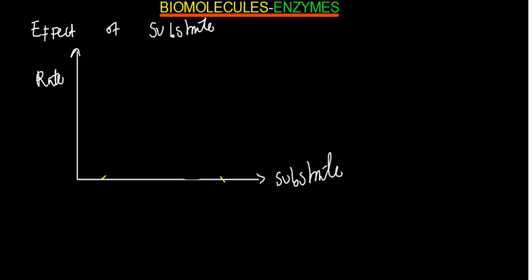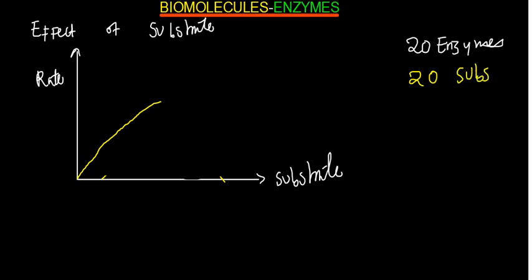So for substrate concentration, what we are going to see is that as you increase, remember, let's say in this reaction you have got 20 enzymes. So meaning that as you increase the number of substrates, the reaction is going to go faster and faster and faster. But when you reach a certain point, you reach 20 substrates, meaning that all the enzymes have been filled up. You don't have free enzymes. So what is going to happen is that the reaction will stop increasing.